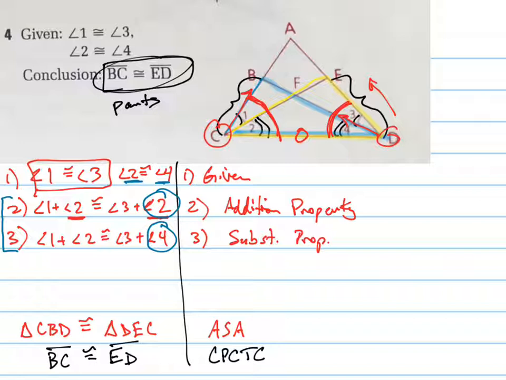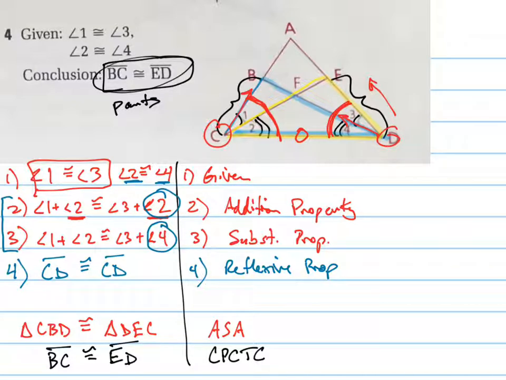Okay? So why would I do that? Well, because now I see that, for number 4, I'm going to write that CD is congruent to CD. And why is CD congruent to CD? Reflexive property. That's the reflexive property.